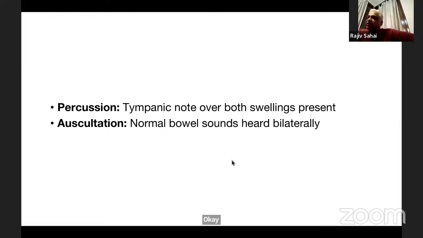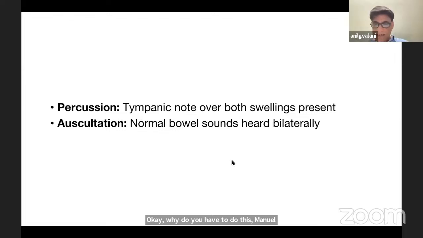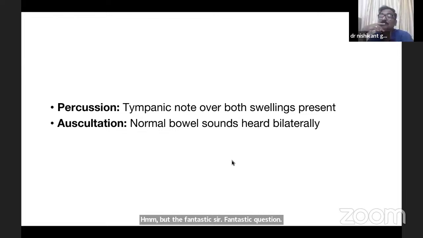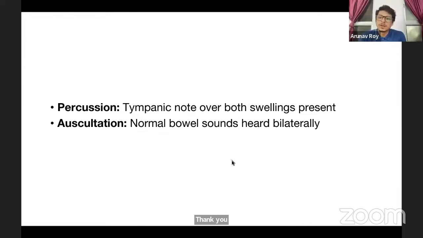Okay, why do you have to do this maneuver? Tell me. Sir, this maneuver is done to relax the superficial ring, so that the contents could be more easily reduced. To relax the superficial ring or to relax the abdominal wall muscle? Which one is correct? Both abdominal wall muscles, sir.